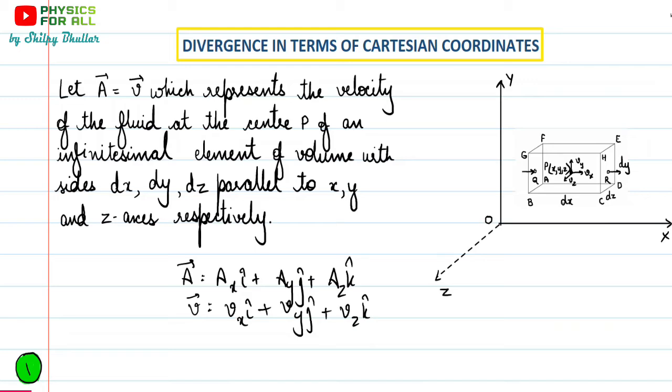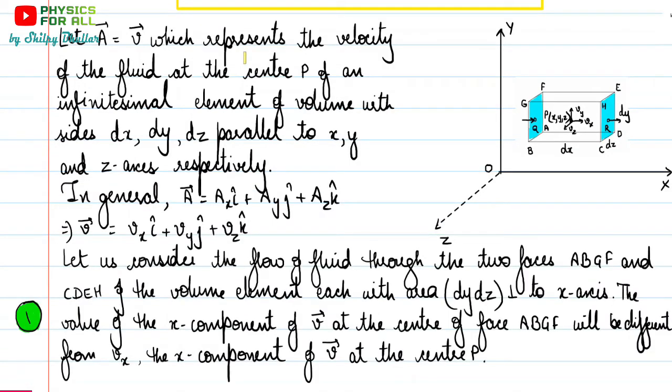So to find the expression of divergence of a vector in terms of Cartesian coordinates, let's start. Now we have this cuboid, this small volume element, and we know that the vector being chosen here is the velocity vector of a fluid. Some fluid is flowing. So let us consider that the fluid is flowing through these two faces, ABGF and CDEH, which have been highlighted in blue.